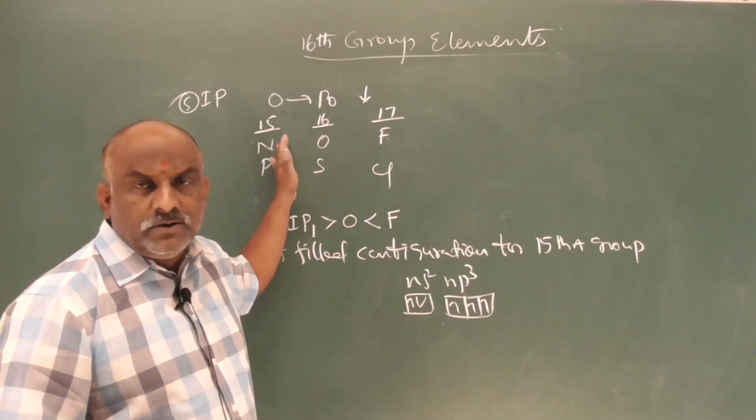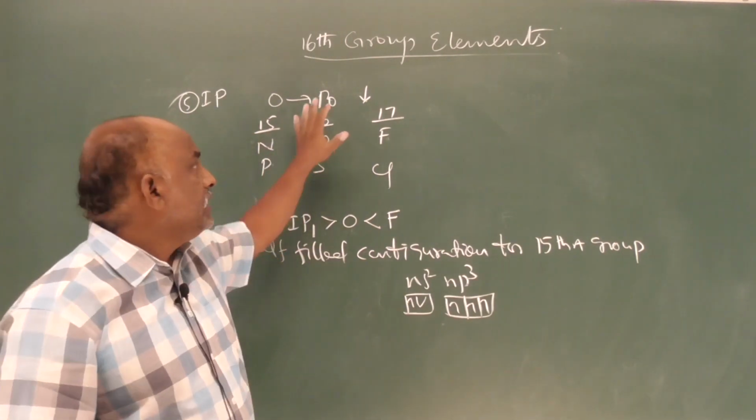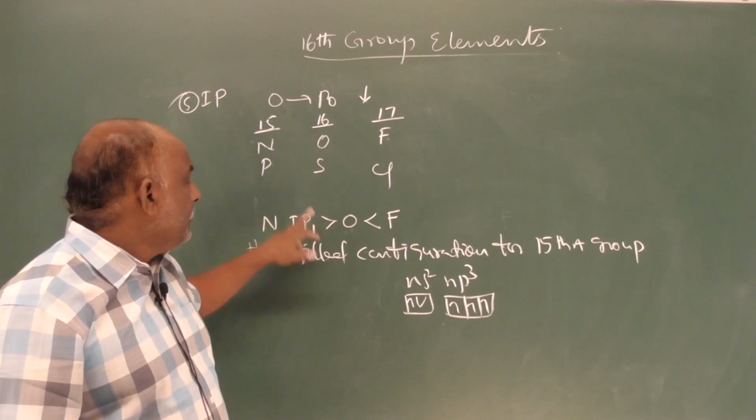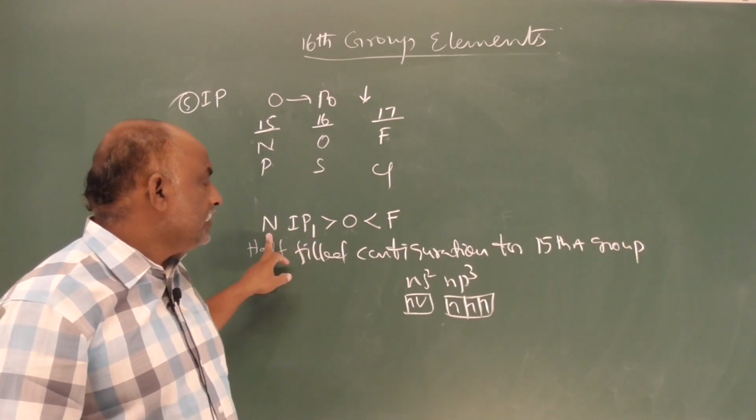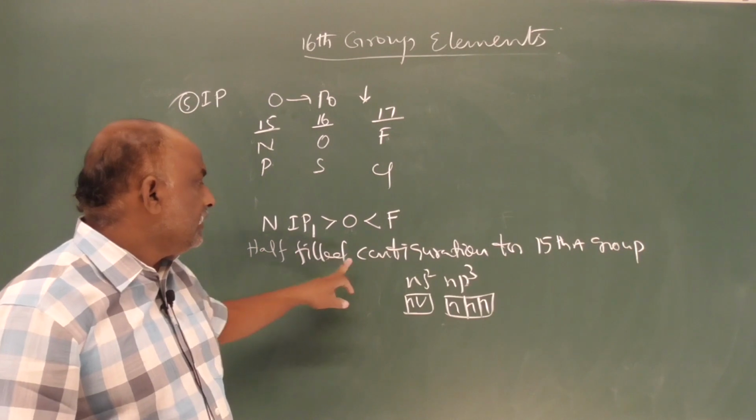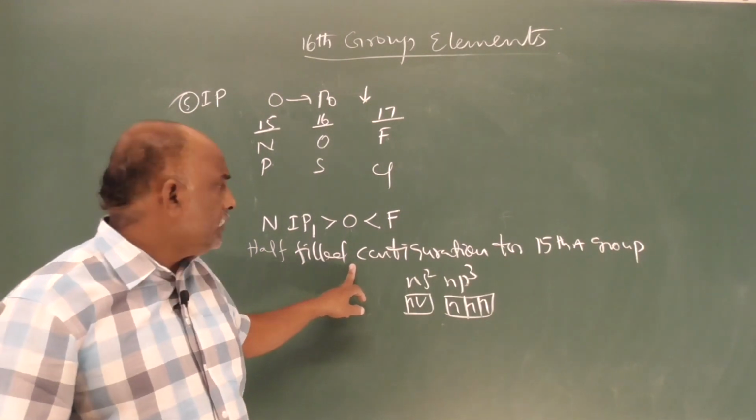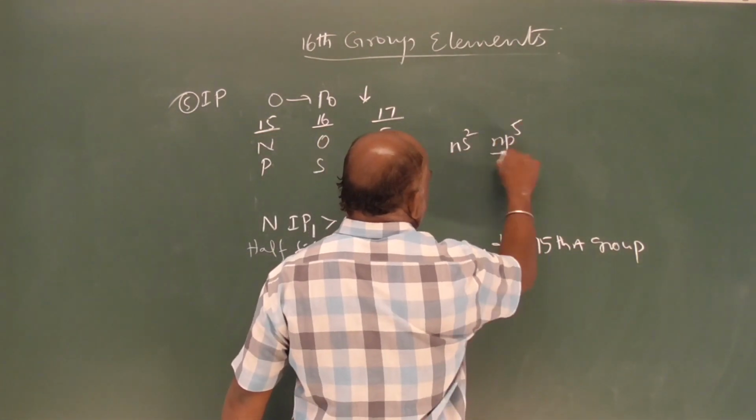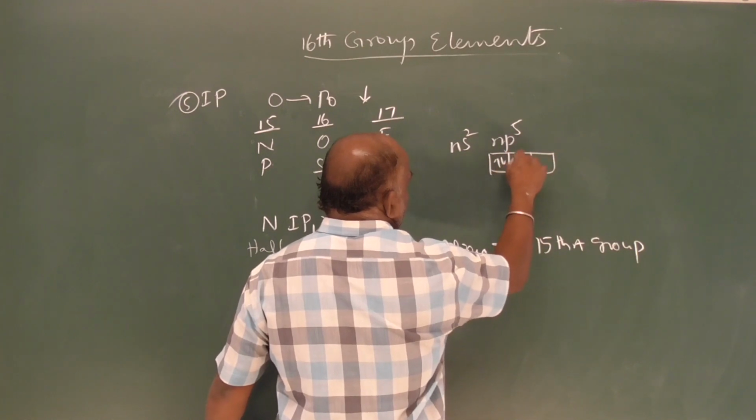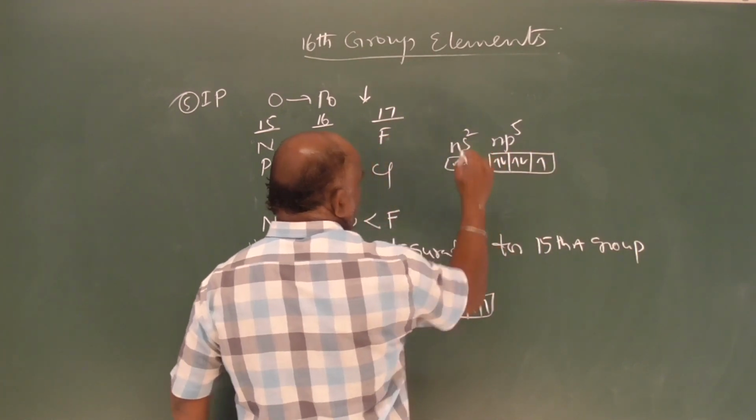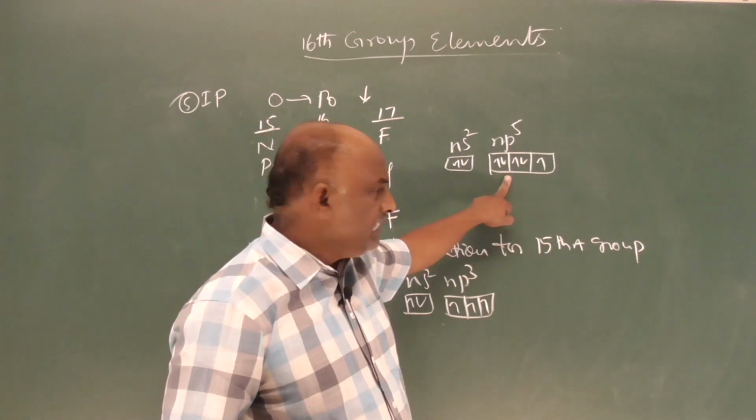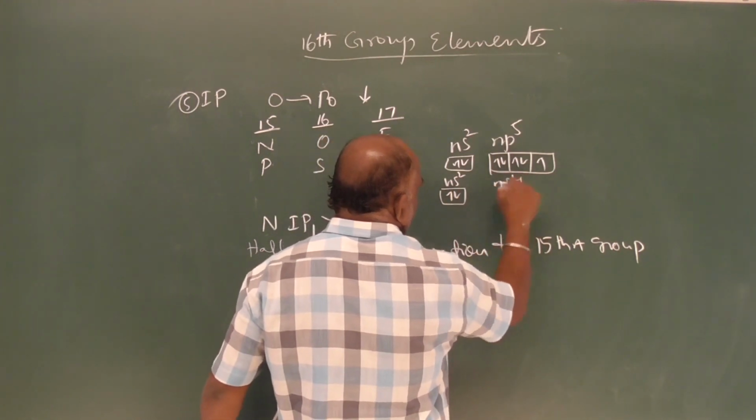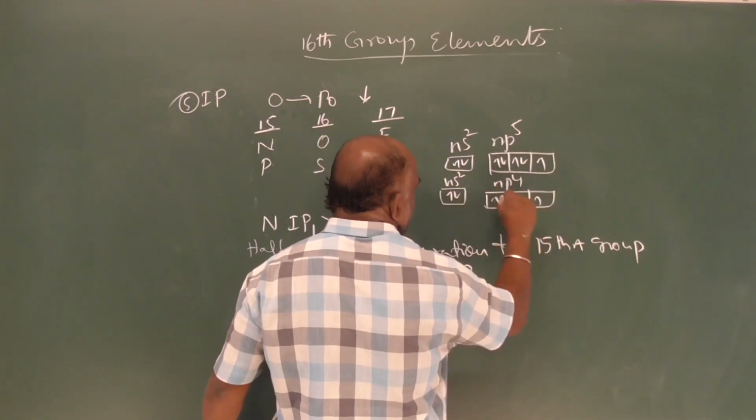What is the adjacent group? The nitrogen family. The IP values of 16A group elements are quite a bit less than 15A group elements, so the IP value of oxygen is less than nitrogen. What is the reason? Nitrogen's electronic configuration is half filled. Fluorine's electronic configuration is ns2 np5, which means 5 electrons are present in the p orbital. This is not half filled, this is partially filled. For oxygen, we write ns2, 2 electrons, and np4, 4 electrons. This is also a partially filled electronic configuration.